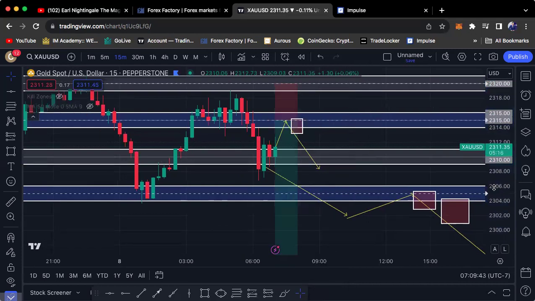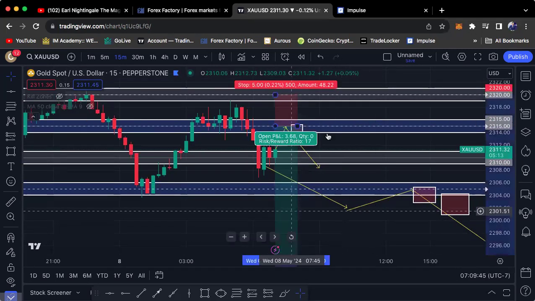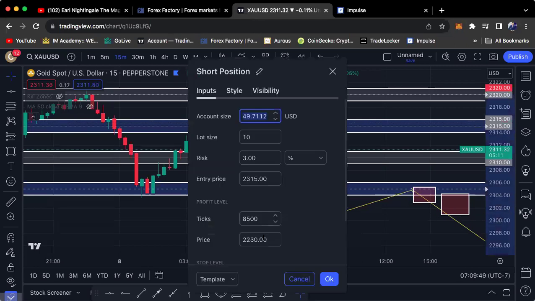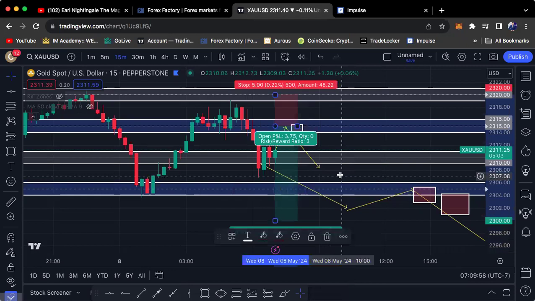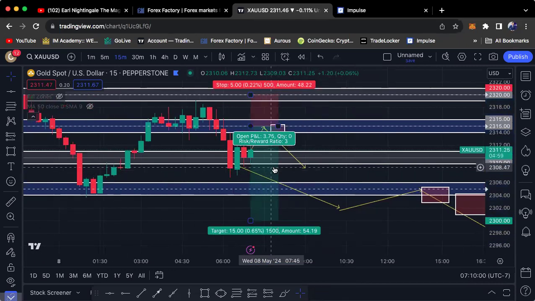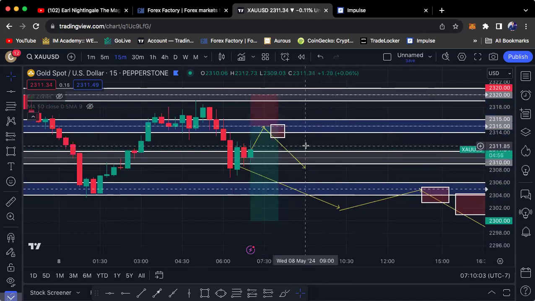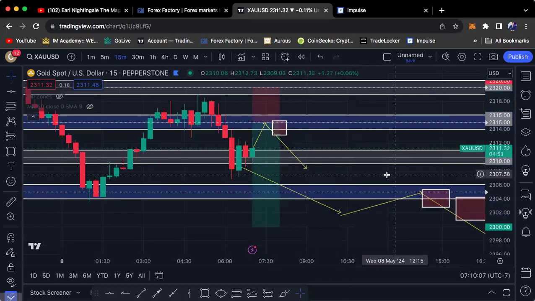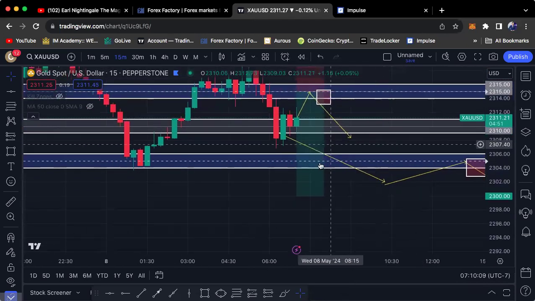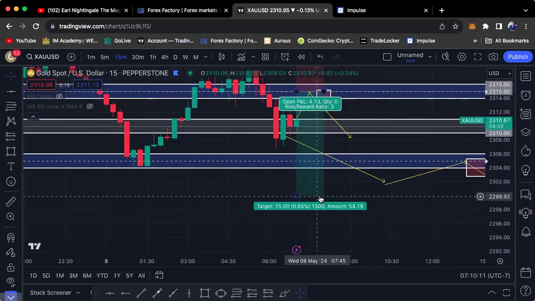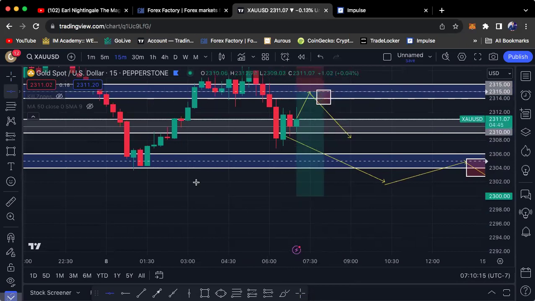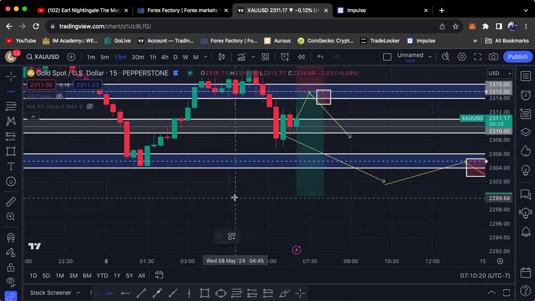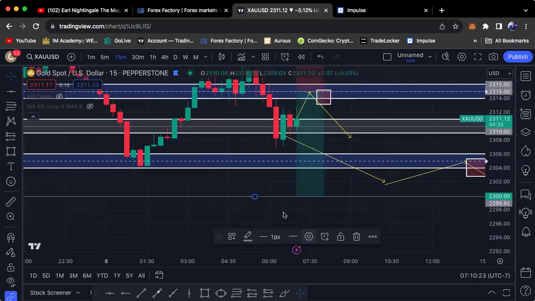Oh snap. 23.00. Right there. That's a total of 150 pips right there, all the way down to 23.00.